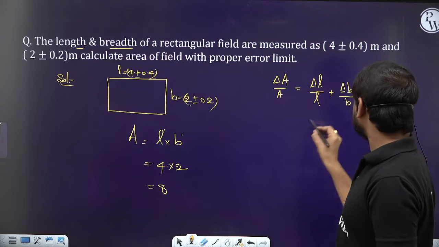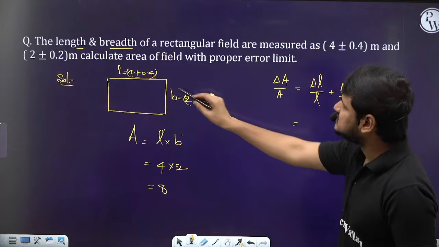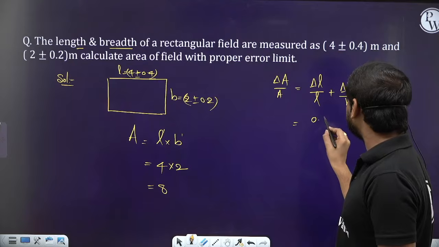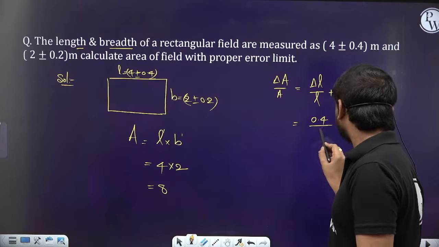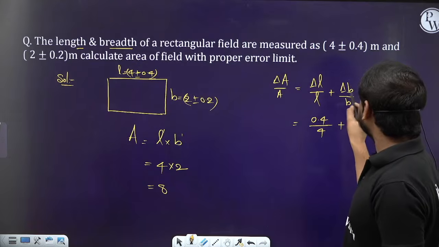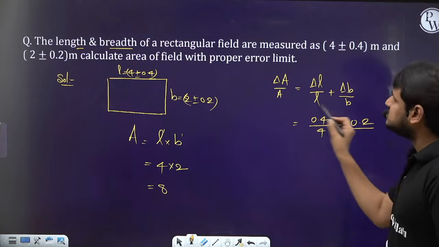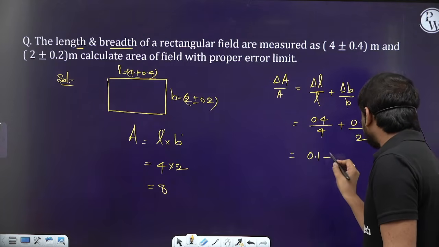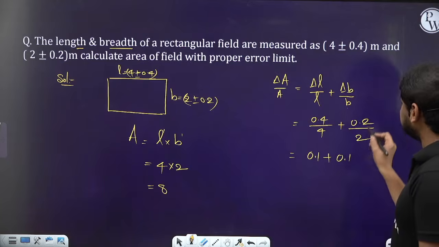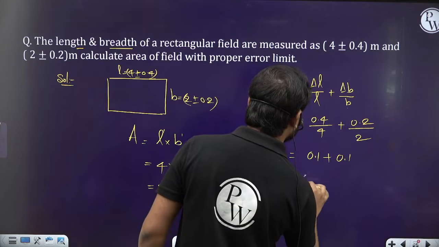That's it. Now what is delta L by L? The change in the length is 0.4, and the original length is 4. Then the change in the breadth is 0.2 by the original breadth 2. So we got 0.1 plus 0.1, which is 0.2.